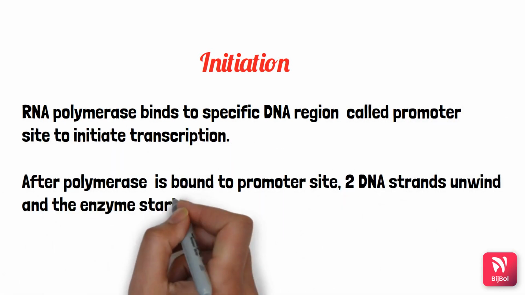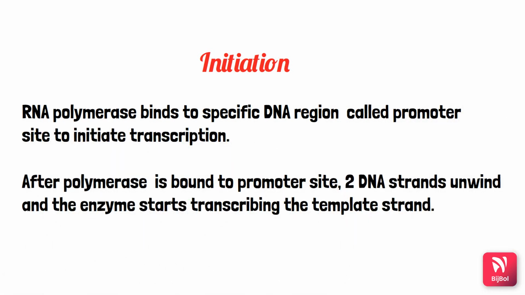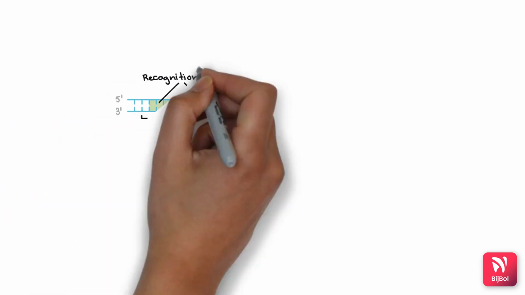In initiation, firstly what happens is the RNA polymerase binds to the specific DNA region called promoter site to initiate the transcription. After the polymerase is bound to the promoter site, 2 DNA strands unwind at that particular site and the enzyme starts transcribing the template strand. So please remember the RNA polymerase enzyme, which is most important here.